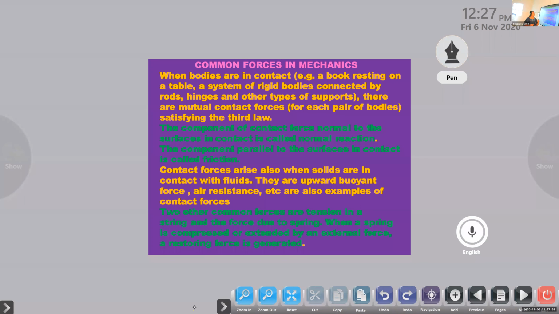Okay. So when bodies are in contact, like a book resting on a table, or a system of rigid bodies connected by rods, hinges, and other types of supports, there are mutual contact forces satisfying the third law. This is all an application of Newton's third law. The component of contact force normal to the surface in contact is called normal. So one of the common forces in mechanics is, number one, the normal reaction force.